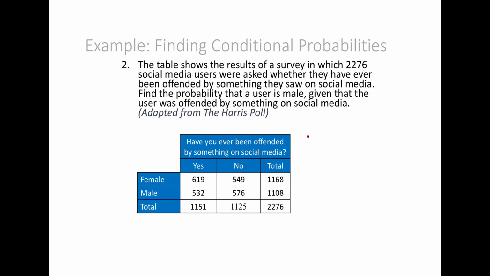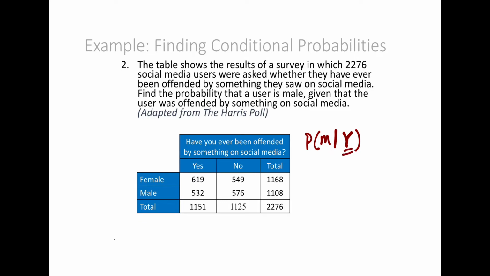So let's write that out. The probability we're looking for is what we write first, the probability that it's a male. And then we want to look at the given. Here it's nice for us, they use the word given. Given that the user was offended, so let's say that they said yes to the question, they were offended on social media. So the probability it's a male given that they said yes to that question.